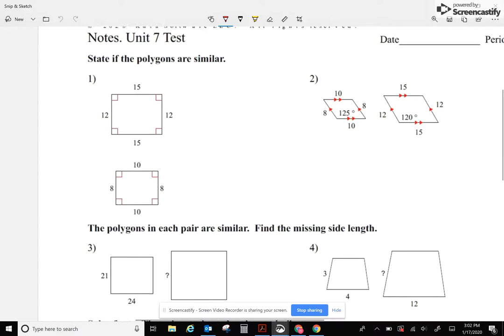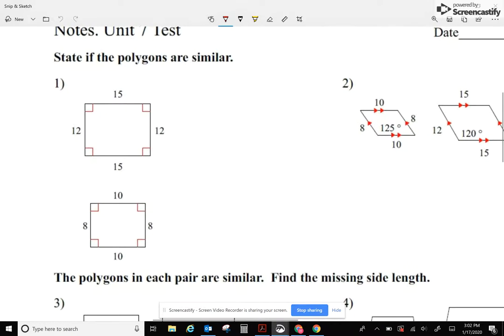Let's start working. I'm going to work the odd questions with you guys today. Let me start working questions 1 and 2.